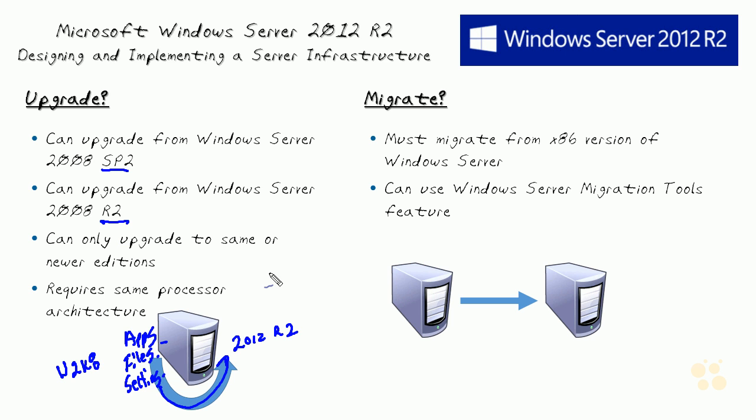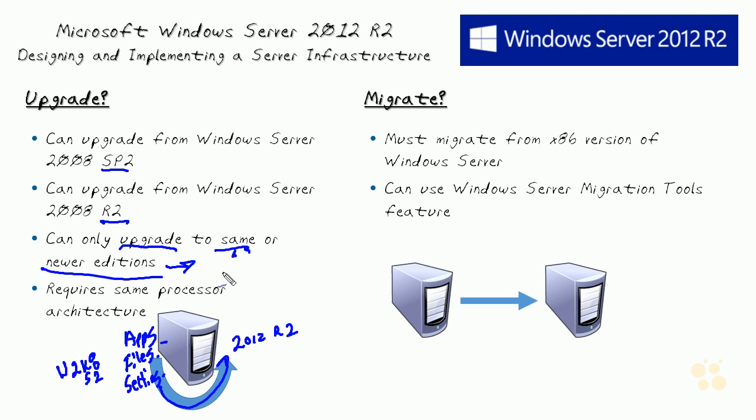Now here's the little dealio though. You can only upgrade to the same or a newer edition. So in the case, let's say you have, this one's a Windows 2008, of course, Service Pack 2, and you're running Windows Server 2008 Standard. Well, you can only upgrade to the same or a newer edition. So you can do that, or you can go up to the Windows Server 2012 Standard or R2 Standard, something like that, or 2012 R2 Standard.